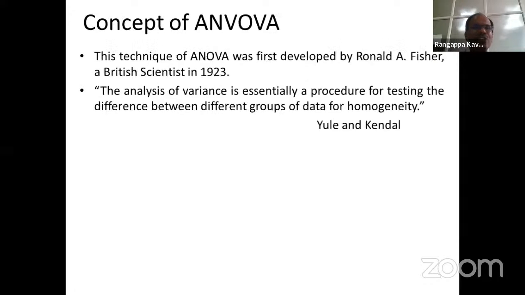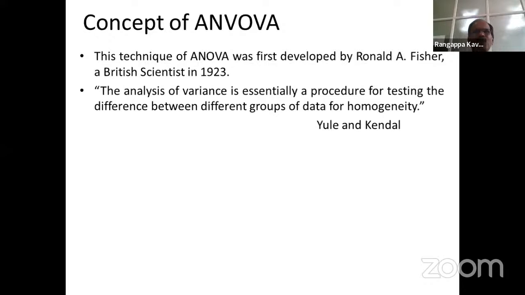In that context, we are using this ANOVA. ANOVA was first developed by Ronald A. Fisher. He was a British scientist and he developed it in 1923. This analysis of variance is essentially a procedure for testing the difference between different groups of data for homogeneity. Homogeneity in the sense of whether two groups are homogeneous or the same with respect to variance or with respect to the mean value of the variable which we have selected.